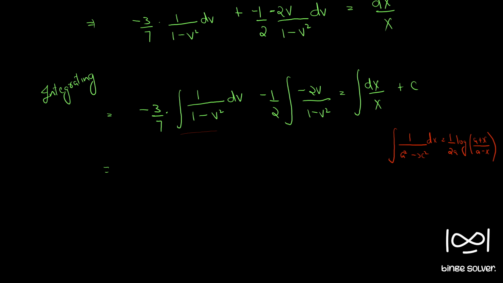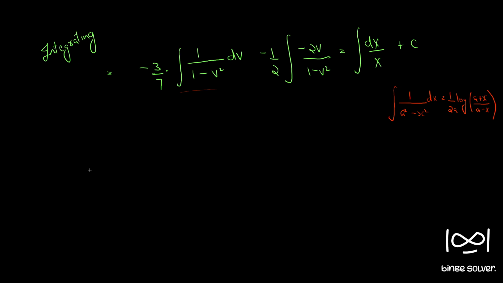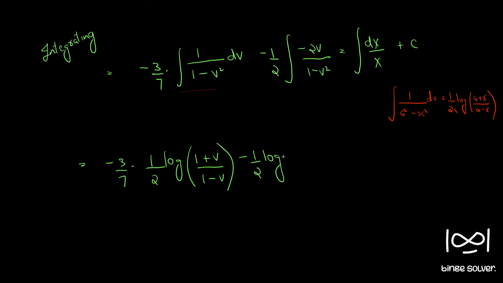So we have minus 3 by 7 into 1 by 2a. 2a is 1 here. So 1 by 2 log a plus x, so 1 plus v by 1 minus v. Minus 1 by 2 log 1 minus v square equal to log x plus c. So we have this.